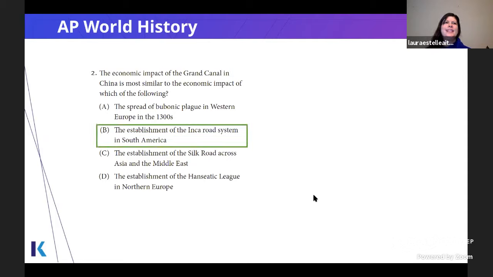So not surprisingly, the correct answer is B. So being able to unite people. And the other key component of this is the fact that it was government sponsored. So the Inca road system and the Grand Canal, the governments within those regions were the ones who paid for it and made sure the project went all the way through, organized all the people, all that fun stuff. So that's another component that makes it a fabulous answer choice.